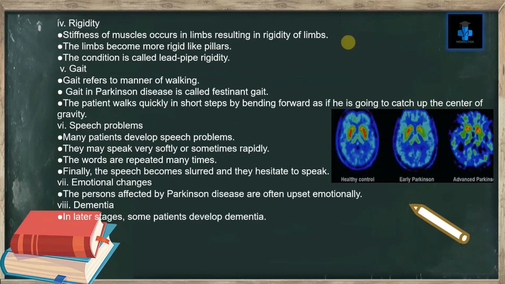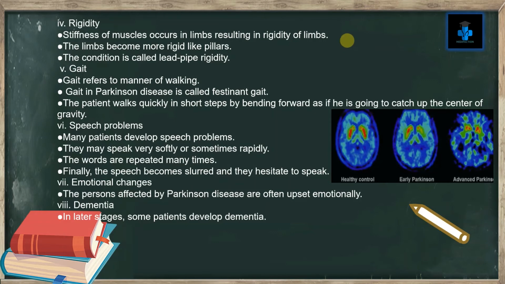Rigidity. Stiffness of muscles occurs in limbs resulting in rigidity of limbs. The limbs become more rigid like pillars. The condition is called lead pipe rigidity.